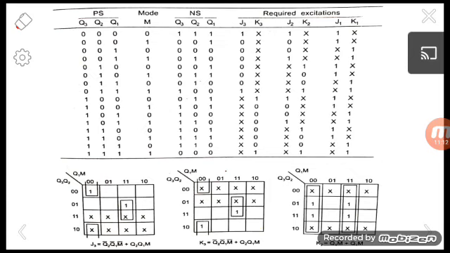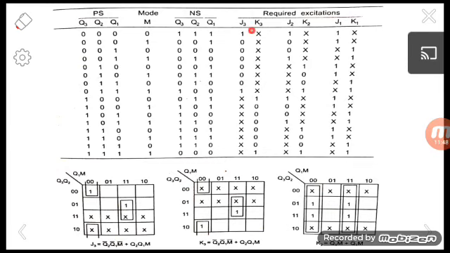Same as in the previous state, here we have to write the required excitations. By considering q3 we can write j3 k3, by considering q2 we can write j2 k2, and by considering q1 we can write j1 and k1. After that we have to draw the K-map for j3 k3, j2 k2, j1 and k1, like that. And these 3 K-maps we have shown here.